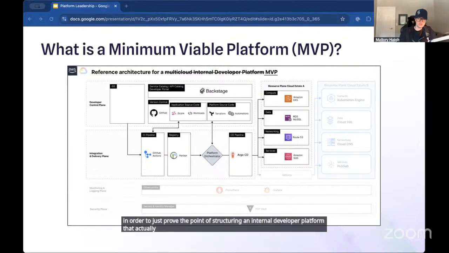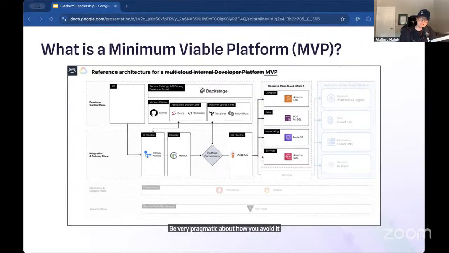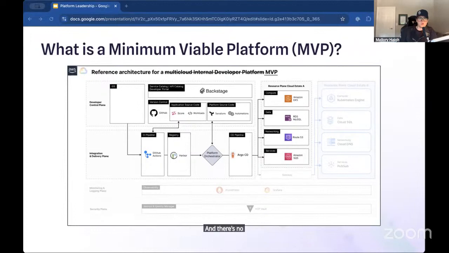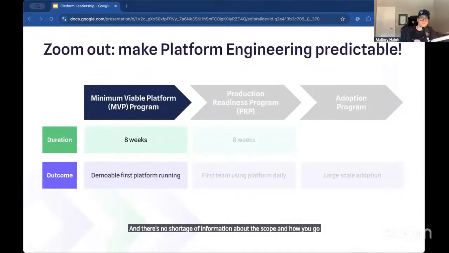So that is what I caution you about as well. And scope creep is something that happens here, and you can be very pragmatic about how you avoid it. There are some very good MVP talks out on the internets that you can check out. And frankly, I tend to talk about this all the time, so you'll see it all over the place. And there's no shortage of information about the scope and how you go about this.